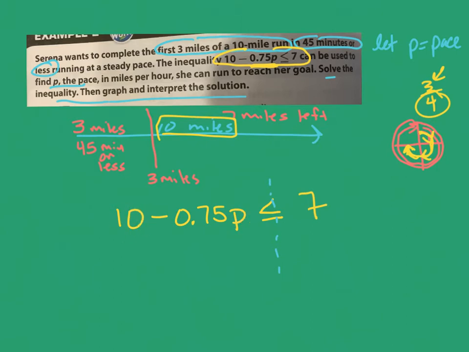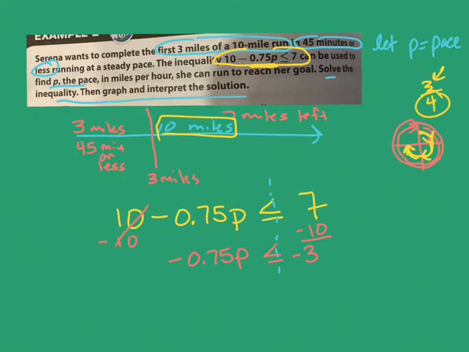That's a positive 10, so I'm going to subtract 10. This is not a multiply or divide, so I don't have to worry about the flipped inequality. It's just an add or subtract. So I'm taking 10 away from both sides of my inequality. This leaves me with 0.75p being less than or equal to, and that's going to end up being a negative 3, because I have 7. I owe 10. I'll pay 7 of that 10, but I'm still going to owe some.